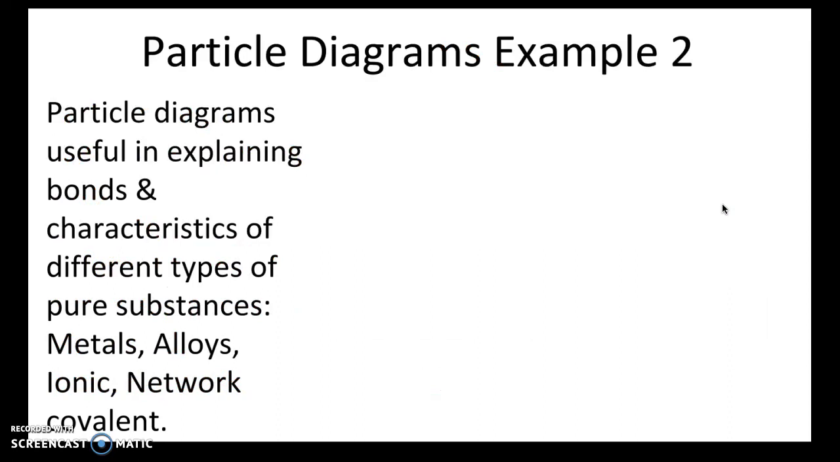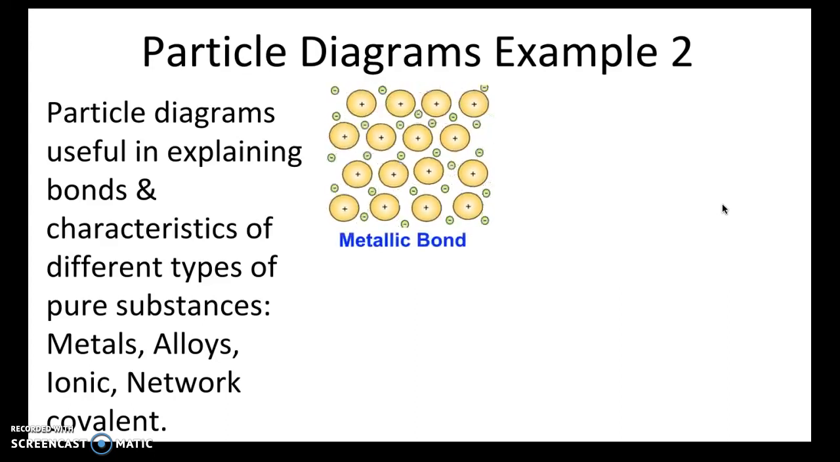Okay, the next way that we can use particle diagrams is to explain bonds and characteristics of different types of pure substances. Remember, many characteristics of pure substances can be explained by the atoms and the bonds within the pure substance. So we're going to start with looking at metallic bonds. Metallic bonds are described as the nucleus of a metal and its core or inner electrons, so that's what's shown here in yellow, floating in a sea of its valence electrons. That's what's shown here in green.